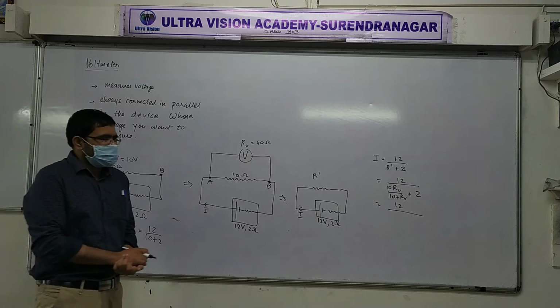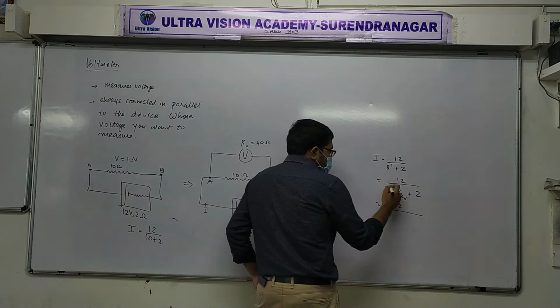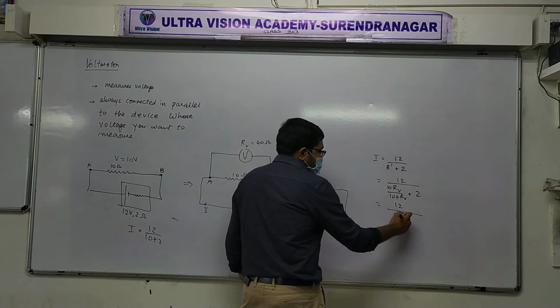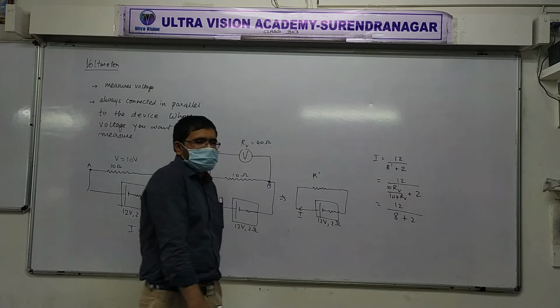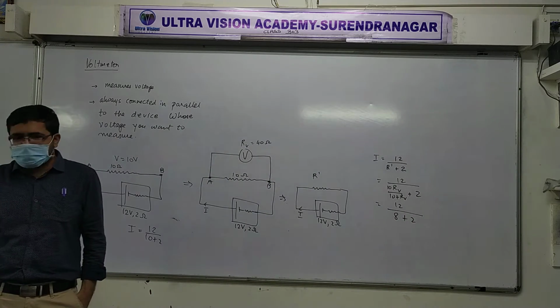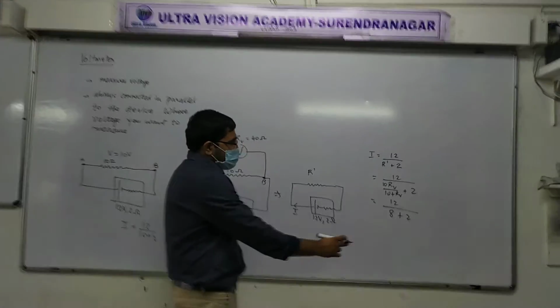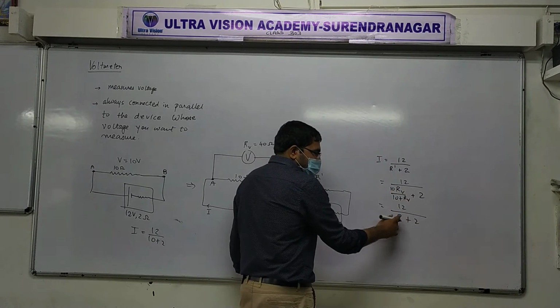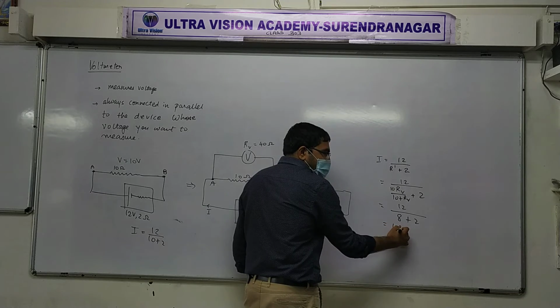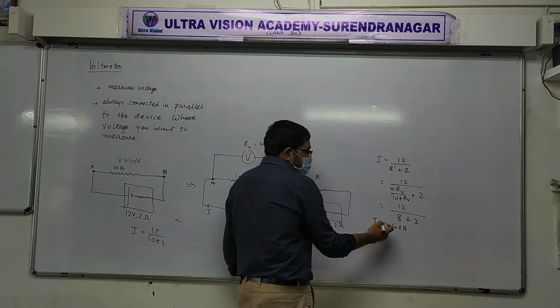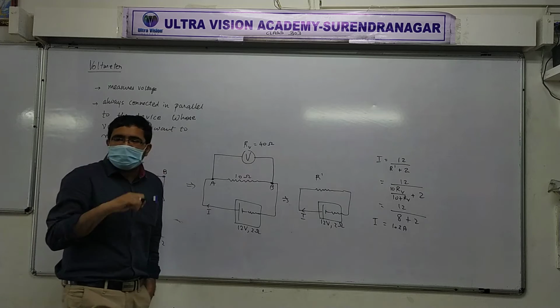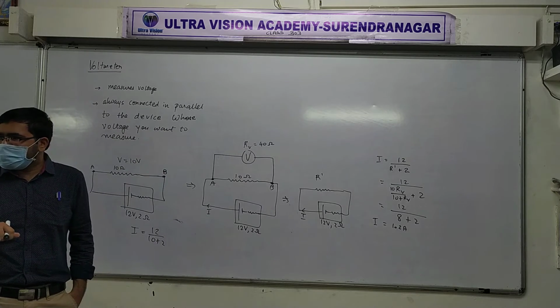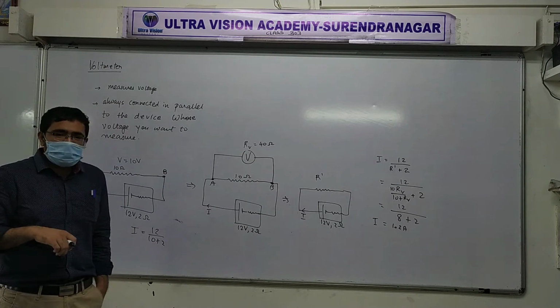Done. And it is 12 by 10, 1.2. This is going to be 8 plus 2. Clear or not clear? Yes or no? 40 upon 50. Take it 8. So this will be 1.2 ampere or 6 by 50. Is this clear? Current to change, no problem.